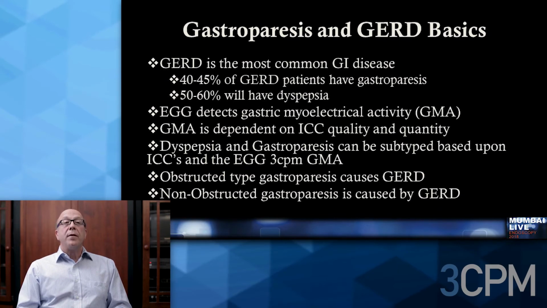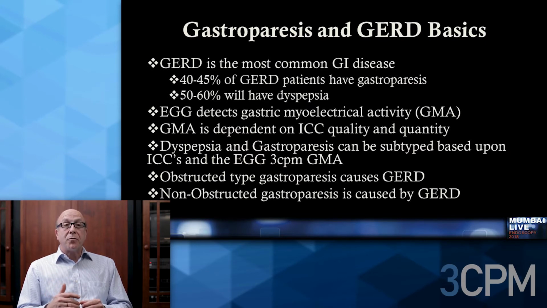myoelectrical activity. There are different types of gastroparesis that we've found, and one of them is an obstructed type of gastroparesis that actually is known to cause reflux disease. That's always one of the big questions of what comes first, the chicken or the egg. And so is it gastroparesis causing reflux, or is it reflux causing gastroparesis? So in the case of the detection of obstructed type gastroparesis on the electrogastrogram, we actually know that that is probably what's causing the reflux disease, and by treating that, we can treat the reflux disease more directly.